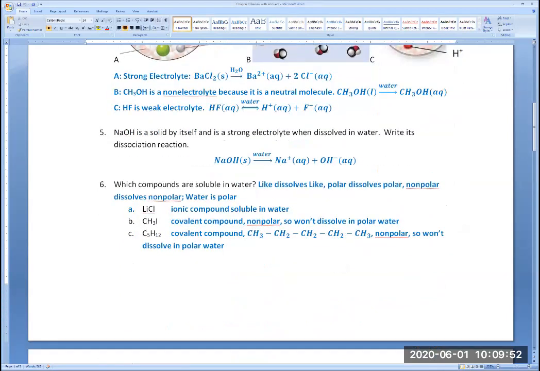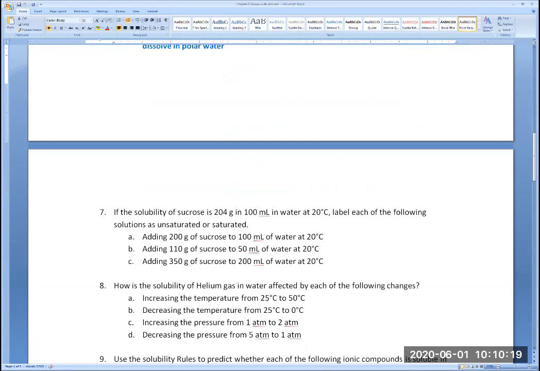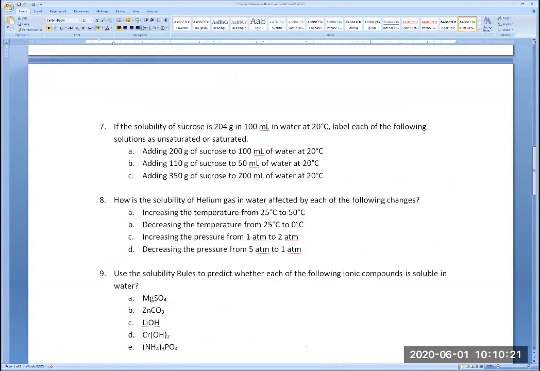So we talked about the basic solubility rule that says like dissolves like, and the property here is polarity. So if it's similar polarity-wise, then it will dissolve well, versus if it's polar with polar. So we have that. And then we arrived at solubility.